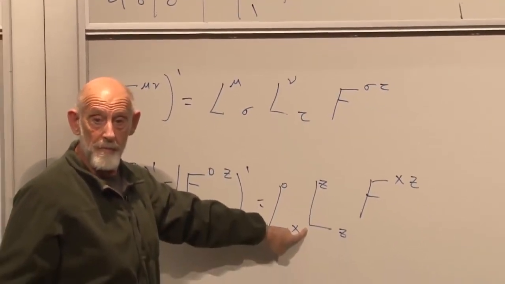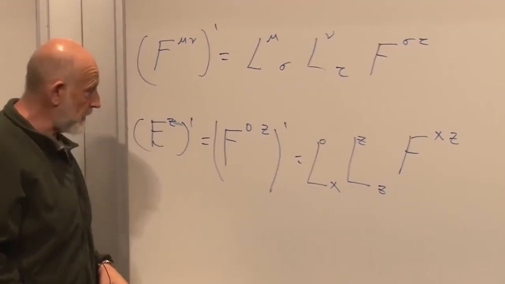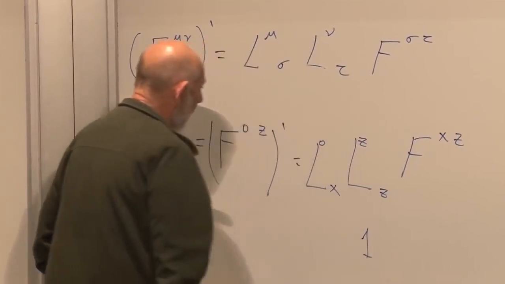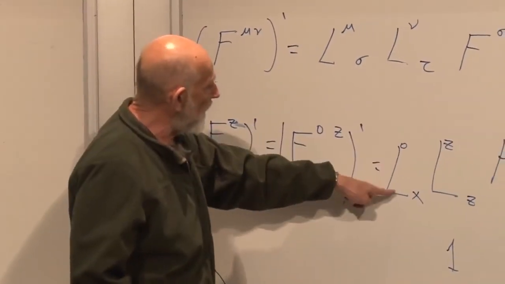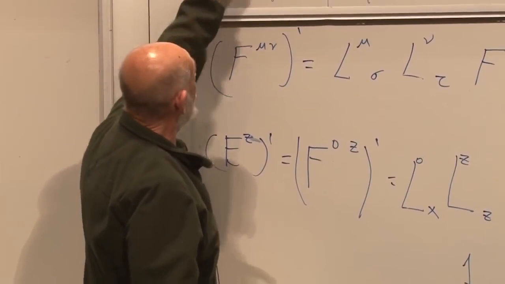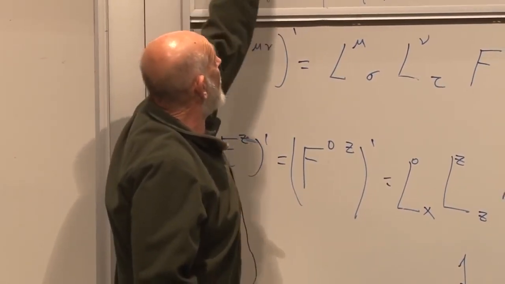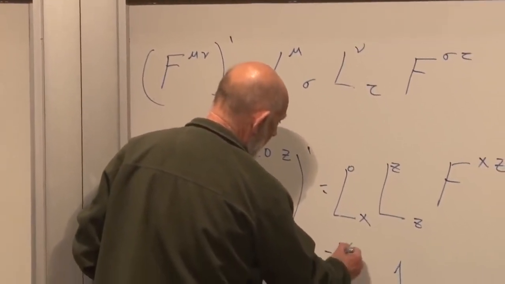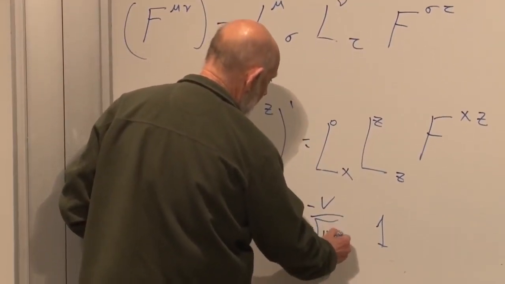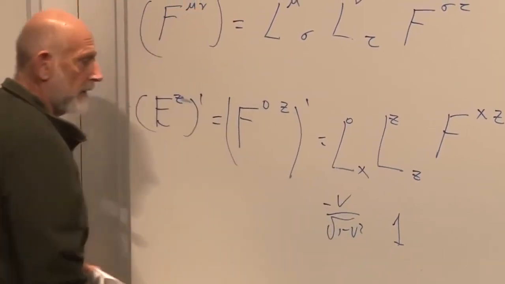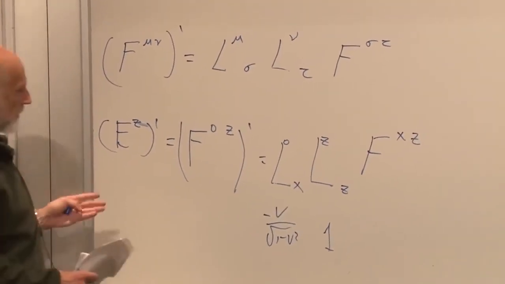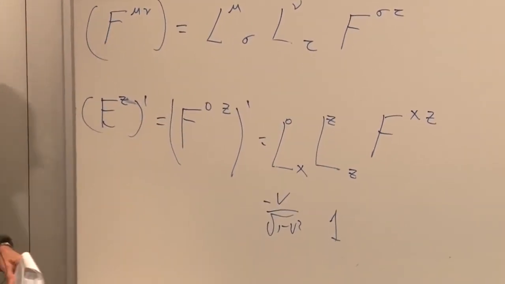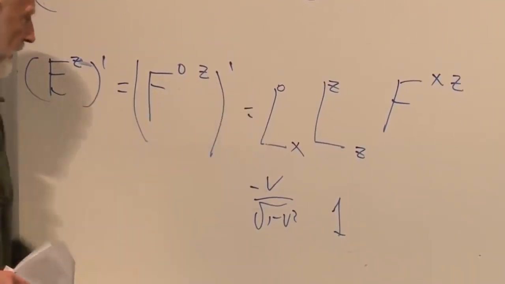That's just 1. So L_zz is just 1. I don't think I will erase it, I'll just put 1 over here. But what about the mixed component L_0x? That's this one over here. This one has a minus v over square root of 1 minus v squared. So this product is nothing but our old friend v over square root of 1 minus v squared, and the z goes along for the ride.